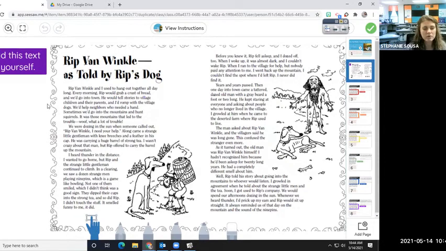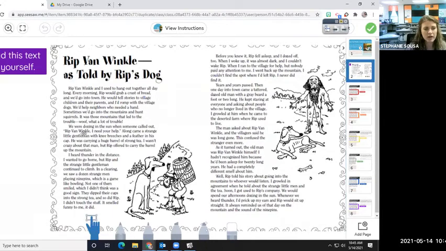We'd help neighbors who needed a hand. Sometimes we'd go into the mountains and hunt squirrels. It was those mountains that led to the trouble. Woof! What a lot of trouble. We were dozing in the sun when someone called out, "Rip Van Winkle, I need your help."